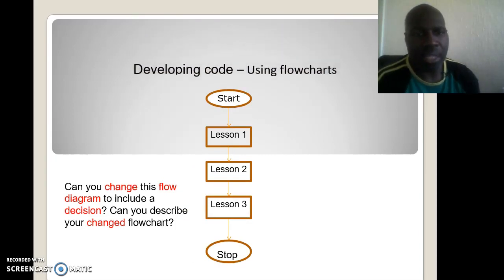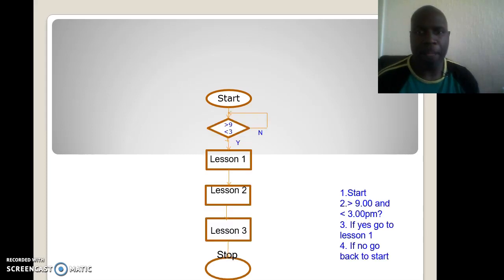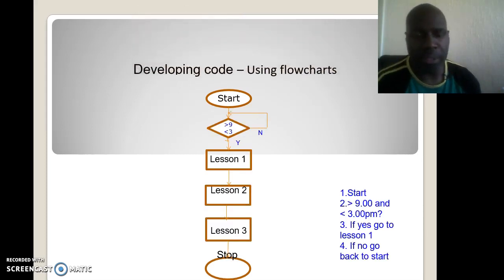So the first task, can you change this flow diagram to include the decision? Can you describe your change flowchart? So have a look at that, and the answer will be coming up shortly. So as you can see, we've got our decision symbol in there. So it's saying if the time is greater than 9 and less than 3, we proceed to less than 1. If the answer is no, we go back to the start. So that's the first one.